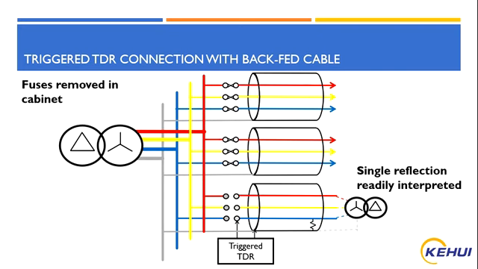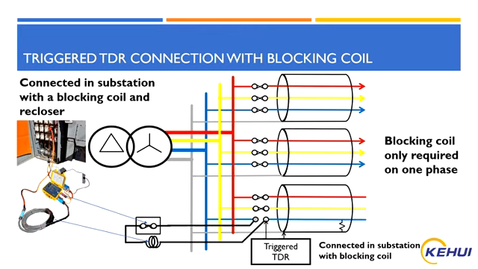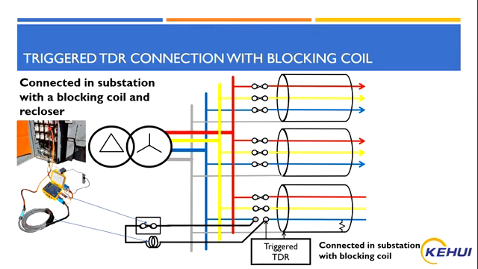If the cable isn't backfed, we can simulate an open end through the use of a blocking coil. In this instance, we have removed one of the fuses and replaced it with an auto-reclose device, which is then connected through the blocking coil. This has the effect of stopping the high-frequency TDR pulses from travelling into the bus bar, but at the same time allowing the low-frequency power signals to carry on unimpeded. Again, we have achieved our open end, such that the TDR signals will only flow down the cable under test.